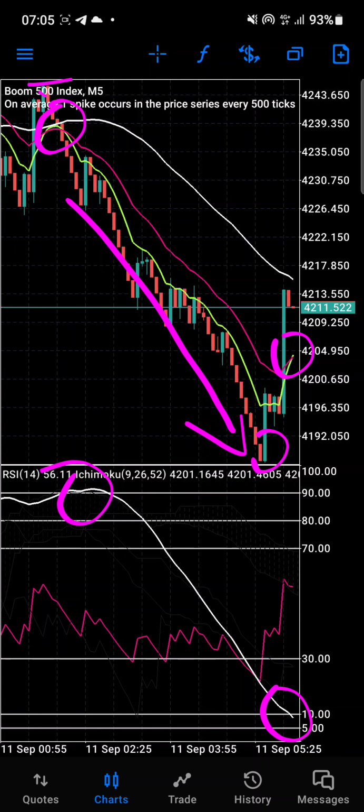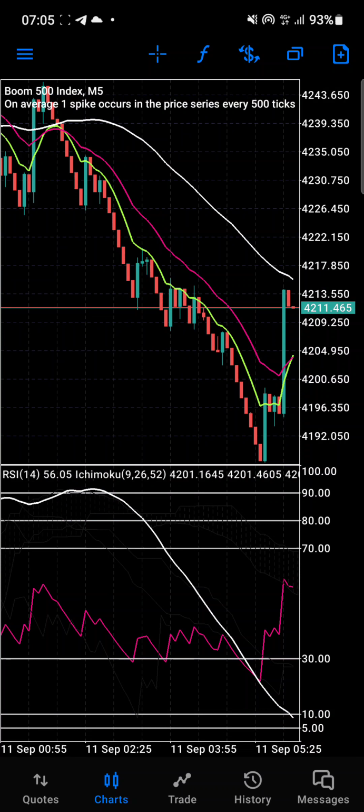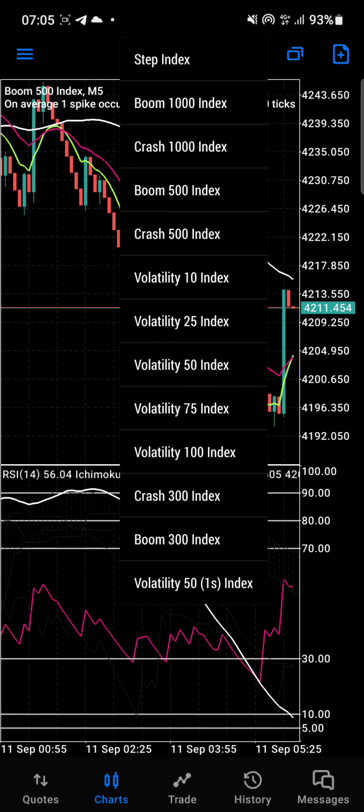Okay, once this crosses above it and it goes above this, then definitely it will go fully on uptrend. Okay, so this should be buying more any moment from now than selling. Okay, so that is very, very important.